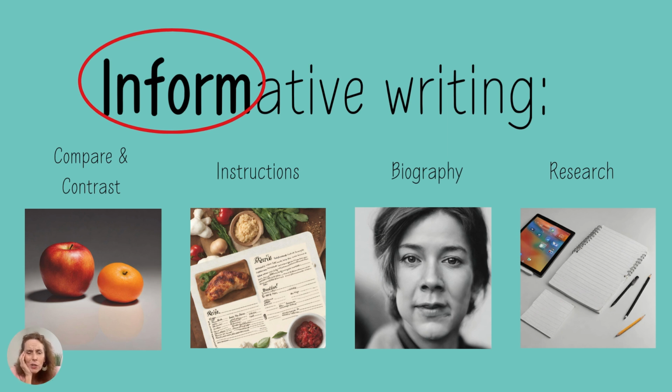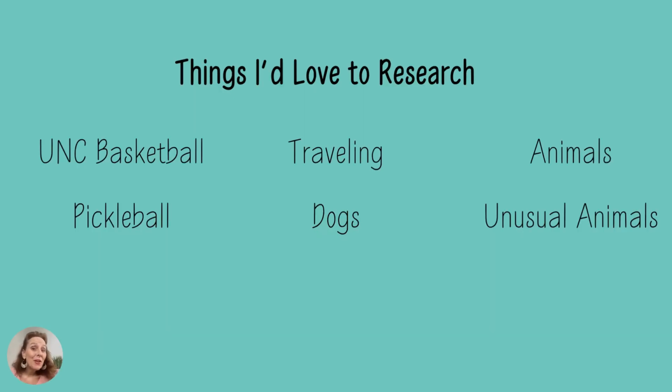But what should we research? There are so many things that I would love to learn more about. I just am a person who loves to learn. And I thought if we're going to do some research, let's select a topic that's super interesting. Here's some things that would interest me. Look at the list here. UNC basketball. I love watching sports, and I'm a huge Tar Heel fan. So I would love to learn more about the different players and the history of basketball.